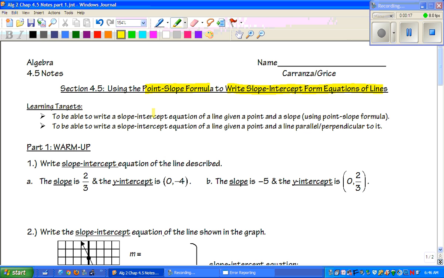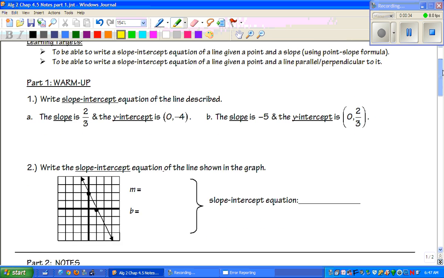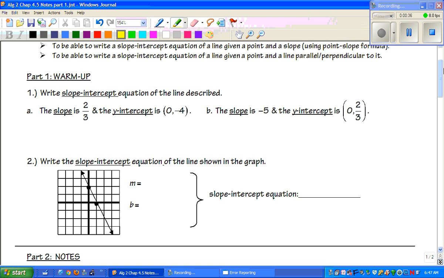Today we are talking about using the point-slope formula to write slope-intercept form equations of lines. Our learning target today is to be able to write a slope-intercept equation of a line given a point using the point-slope formula, and to be able to write slope-intercept equations of a line given a point and a line parallel or perpendicular to it. So let's go ahead and get started with today's warm-up.